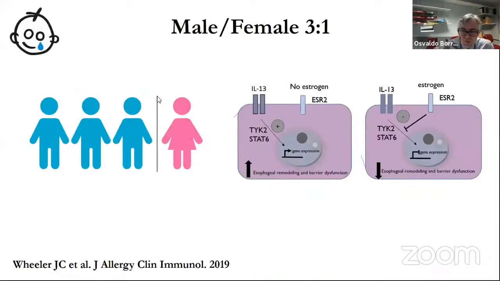We have seen a male to female ratio of 3:1. It seems that estrogen is involved, which can cause expression of specific genes and then cause less esophageal remodeling and less barrier dysfunction in females.